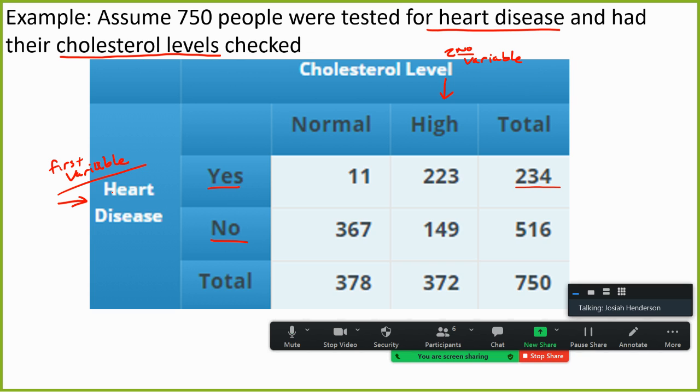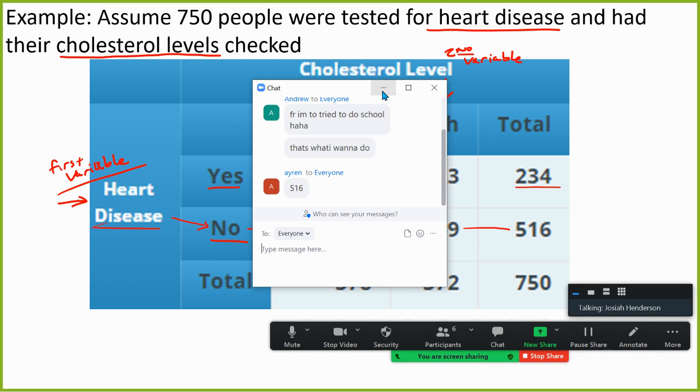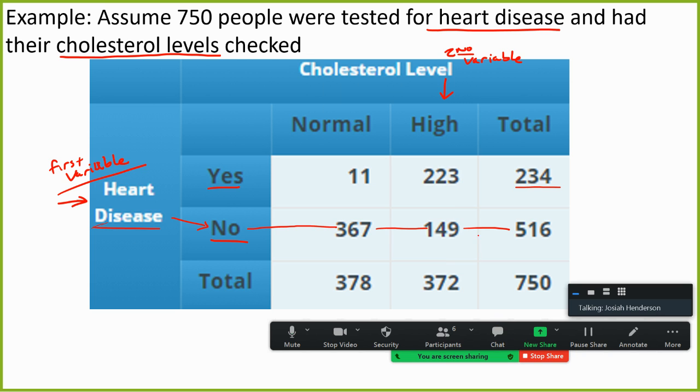How do we find it? Well, here's heart disease on the left side. Here's the section we're interested in, not heart disease. There's a bunch of numbers listed here, right? But which one is the total of those no's for heart disease? I see one in the chat. Aaron, good. Thank you. Yes. 516 is the total number of people without heart disease.